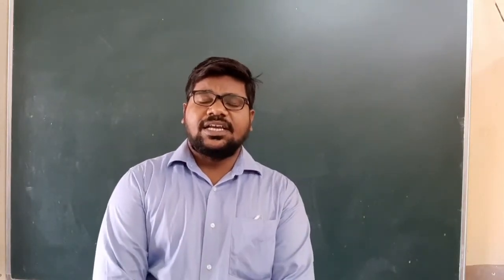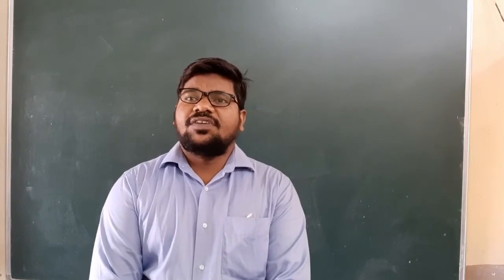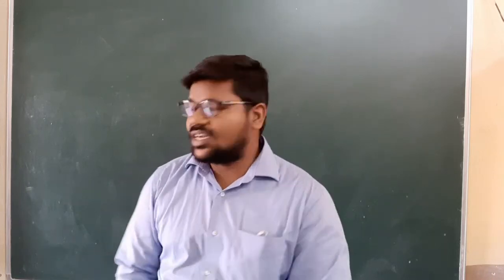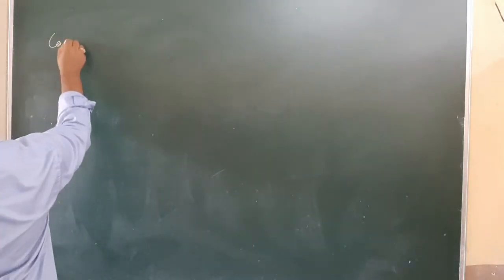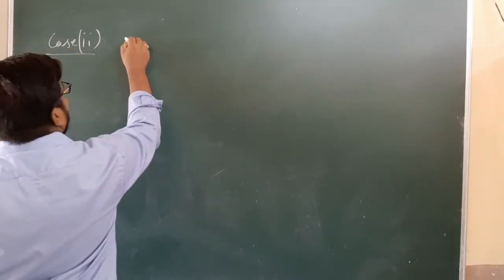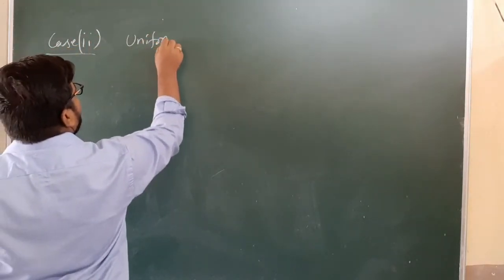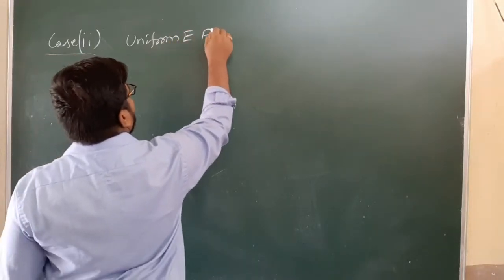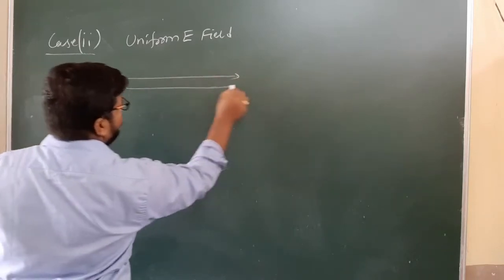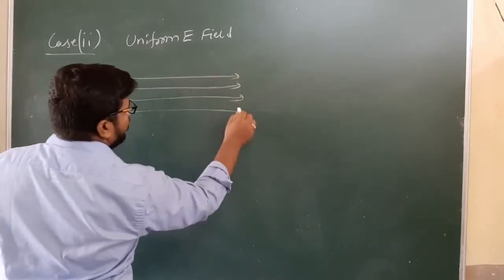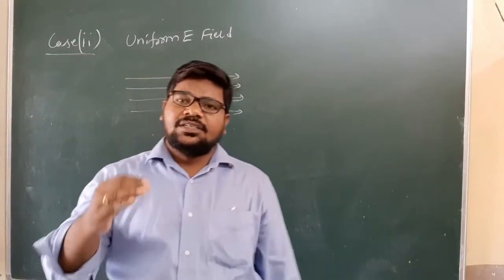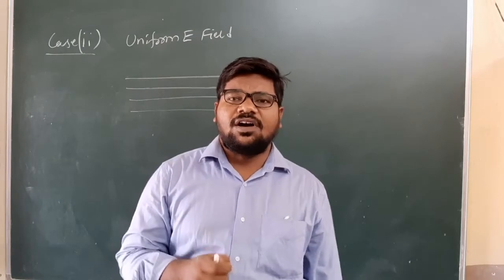Second case, equipotential surface for a uniform electric field. Okay, equipotential surface case 2, equipotential for uniform electric field. See, if it is a uniform electric field, the electric field lines are arranged at the same distance.